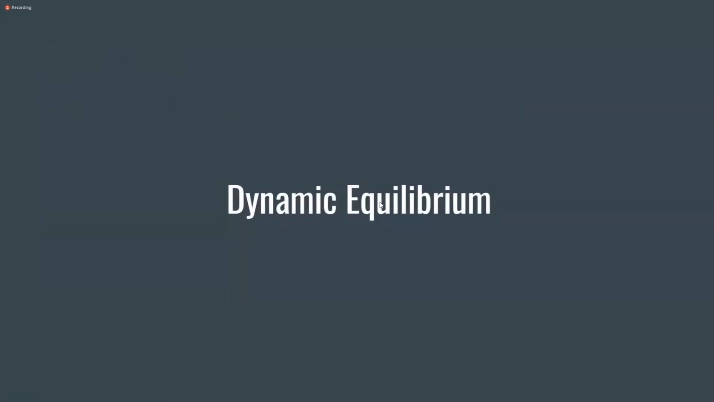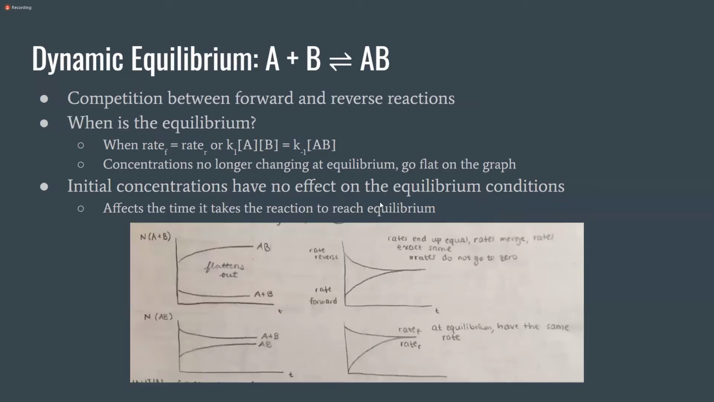So the first thing we will talk about is the dynamic equilibrium. The dynamic equilibrium is when we write the reaction as products going to reactants, and we have these two-way arrows, which means both the forward and the reverse reactions are happening at the same time. And at the point where you're at equilibrium, the rates are equal to each other.